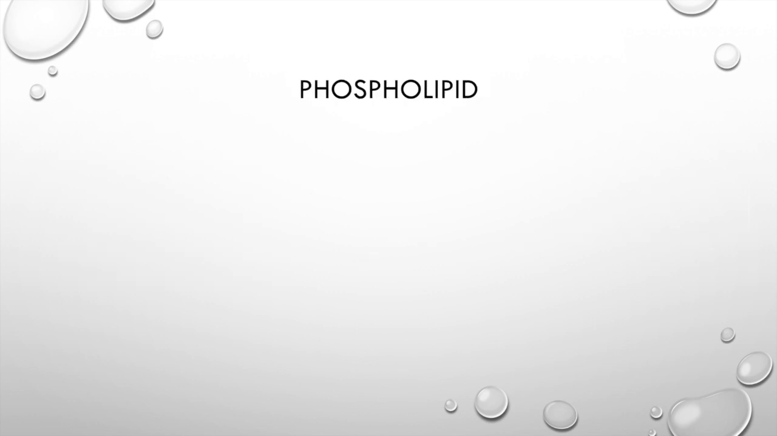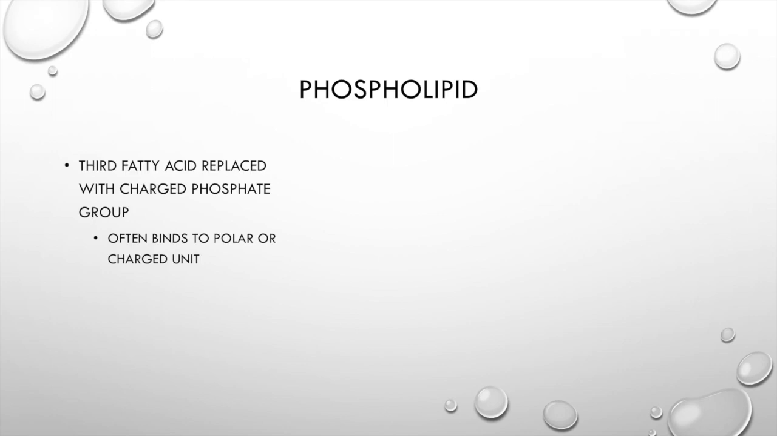So next we're going to look at phospholipids. In the most common phospholipids, as in triglycerides, glycerol is going to form the backbone. But in this case, only two of the binding sites are going to be occupied by a fatty acid, and the third site is going to link to a charged phosphate group, which is often bound to another polar or charged unit. The phosphate group has a negative charge, and the additional polar or charged units could be sugars, amines, and other groups that attach.